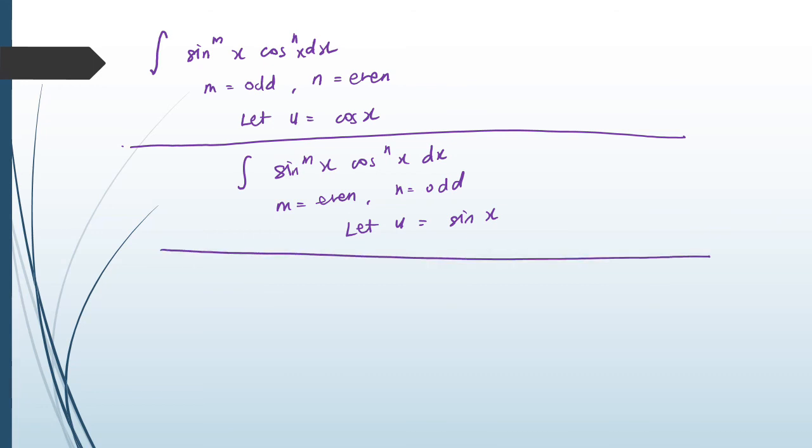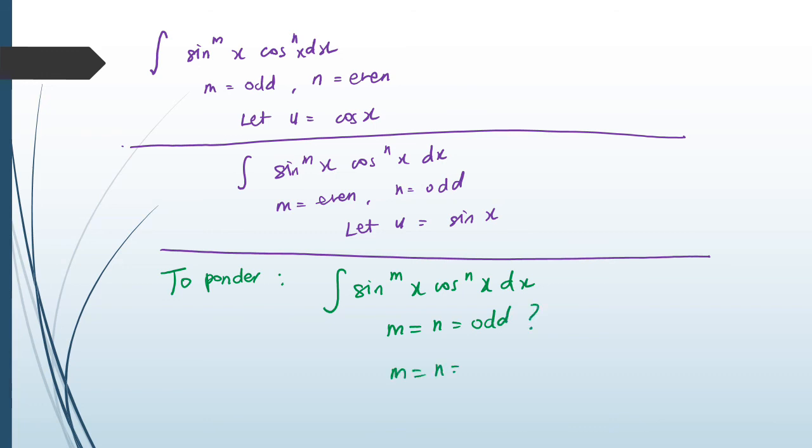This is something I would like you to ponder upon. What happens if I were to have both m and n to be odd, and what if m and n are both even? What substitution do you think we should be using? Think about this, and I shall tell you the answer when I see it.